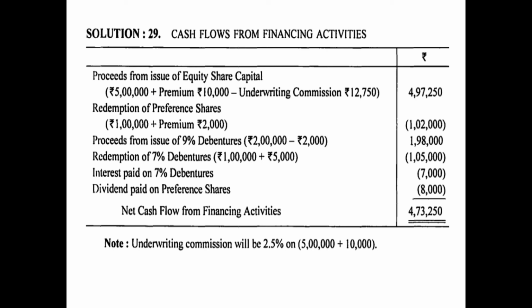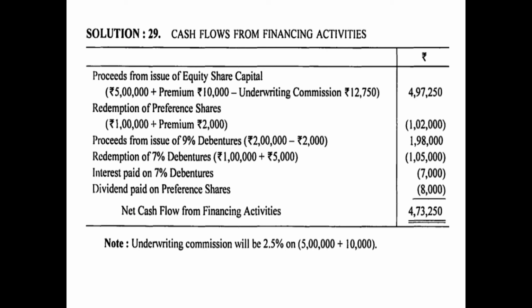Then the preference shares were redeemed. They were redeemed again at a premium of 2%. So 1 lakh was the face value of the preference shares redeemed plus 2%, that is 2,000. So ultimately the preference shares were redeemed at a value of 1,02,000. Now, since the preference shares are being redeemed, that means there is a cash outflow, and that is why it is being deducted under the financing activity.